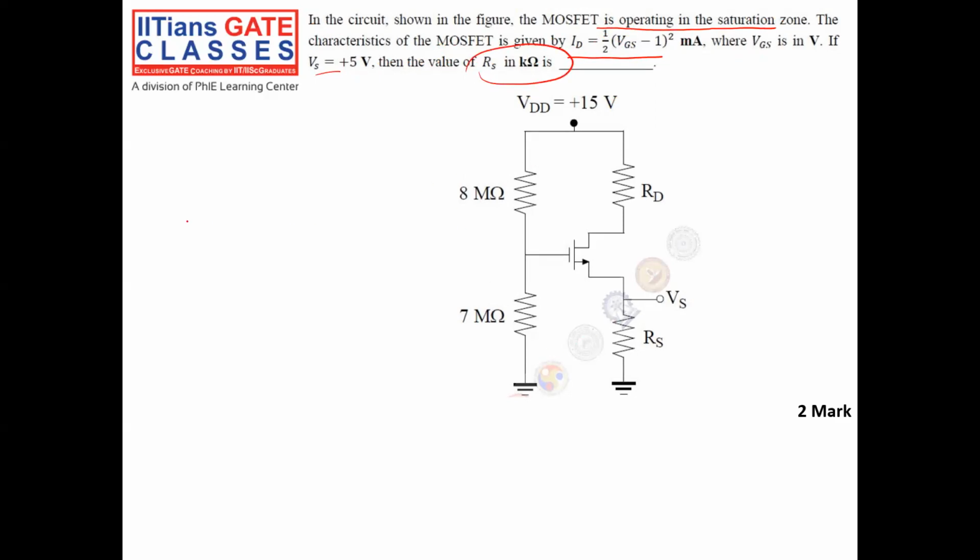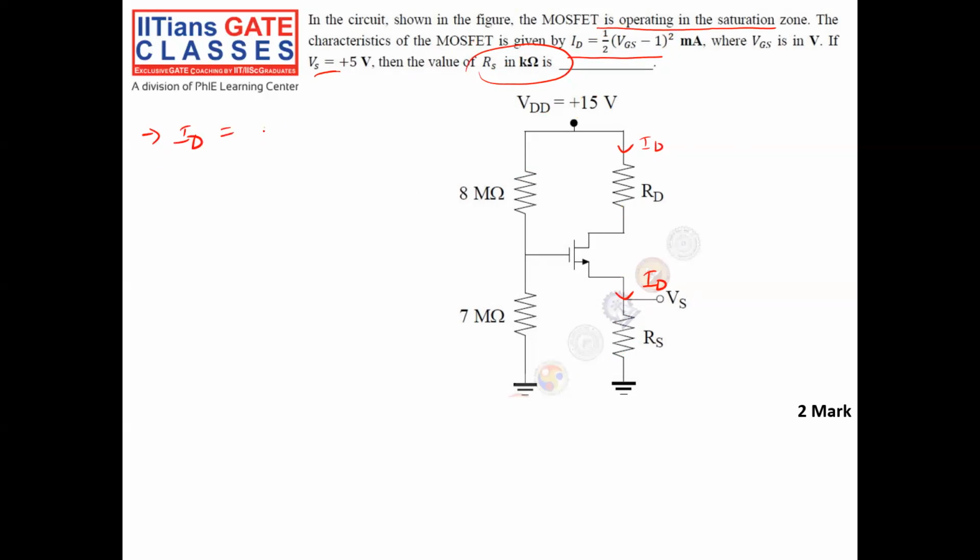First thing is we'll calculate ID. If you calculate ID, we know VS, then RS will be VS by ID. The ID is flowing like this, and the same ID is flowing through the source also. So if I calculate ID, then VS by ID is the resistance RS. Clear?